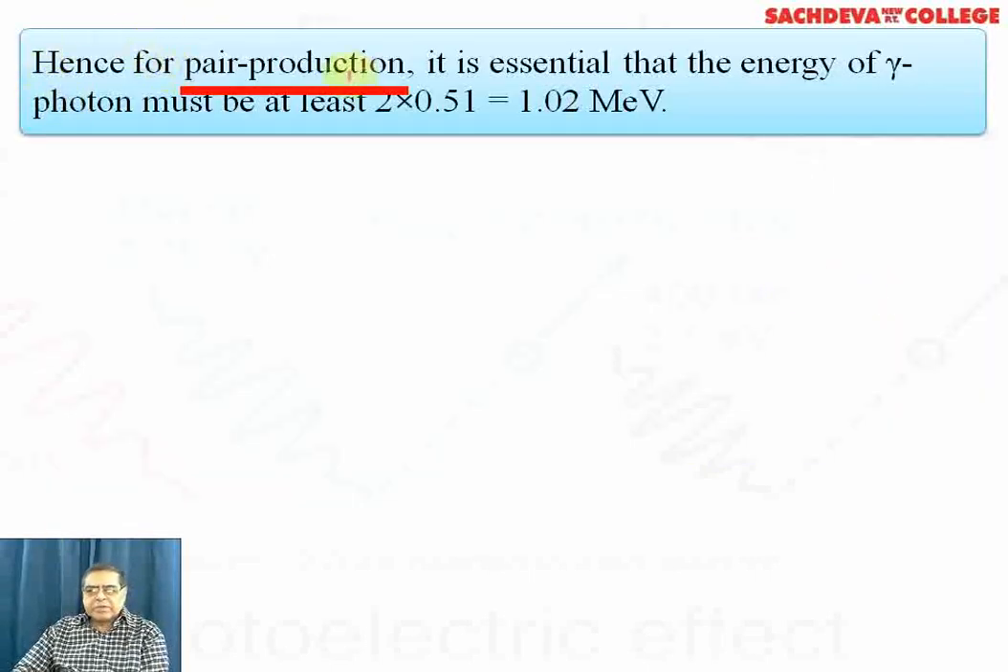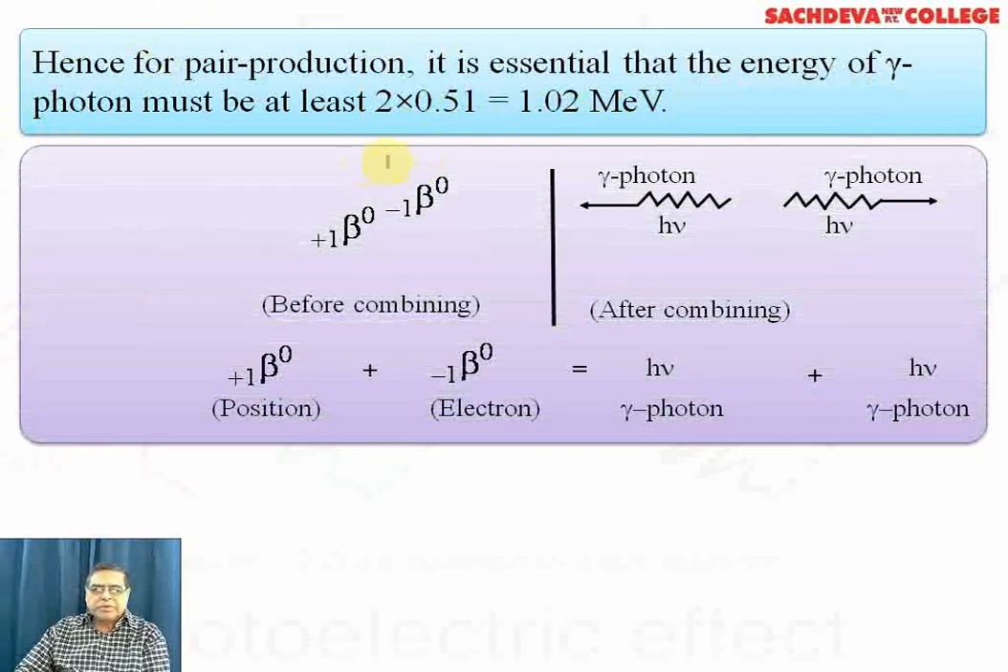Hence for pair production, it is essential that the energy of gamma rays must be 2 times 0.51, or 1.02 million electron volts. So it is all indicated in symbolic form here, and in the right side portion we find gamma photons H nu, then another gamma photon H nu, each of them with energy 0.51 after combining. And before combining it is plus 1 beta 0 and minus 1 beta 0. We are referring to positron and electron.